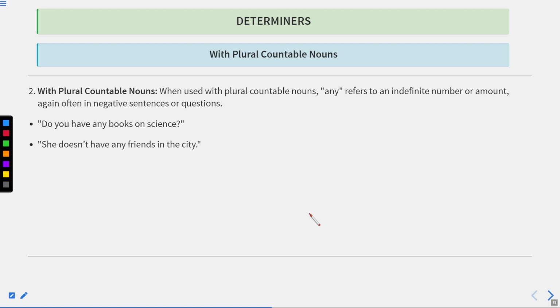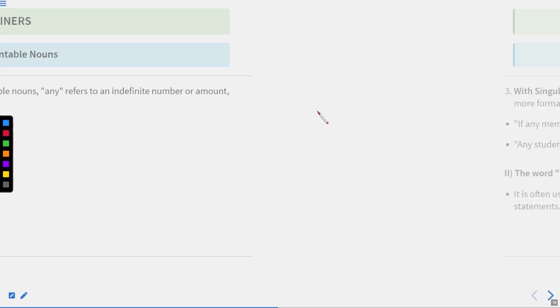With plural countable nouns, how do we use any? When used with plural countable nouns, any refers to an indefinite number or amount, again often in negative sentences or questions. For example, do you have any books on science? It means the speaker is asking for a book which is related to science, and that can be any book. He's not talking about a particular book. She does not have any friends in the city. Now this sentence is negative, so it means she has not a single friend in this city. Now let us move to the next one.